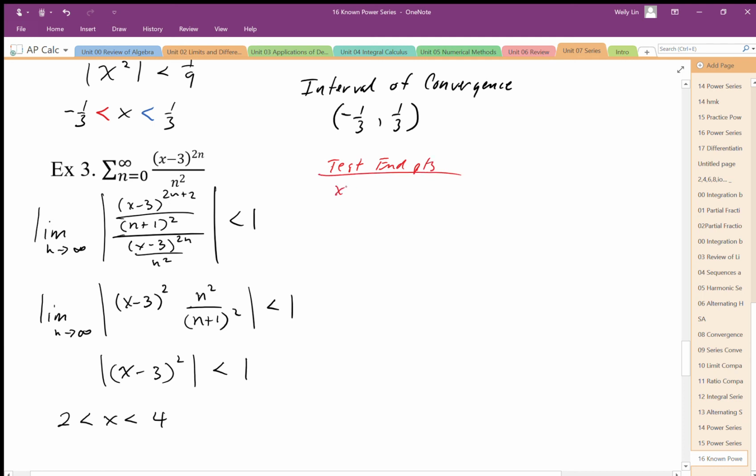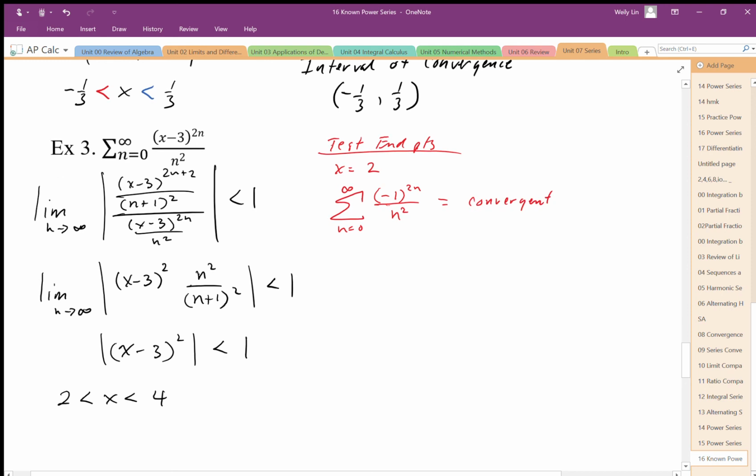So x equals 2. We plug it back into our expression from n equals 0 to infinity. When x equals 2, we're going to have negative 1 to the 2n. Well, 2n is always even, so that's going to be a positive numerator over n squared. So this is going to be a Basel series or p-series where p is greater than 1. So this is convergent. So we're going to include this endpoint of 2, so less than or equal to.